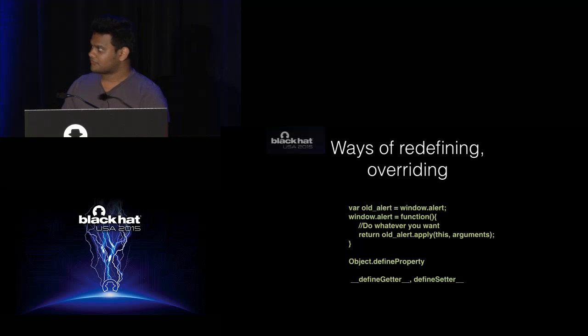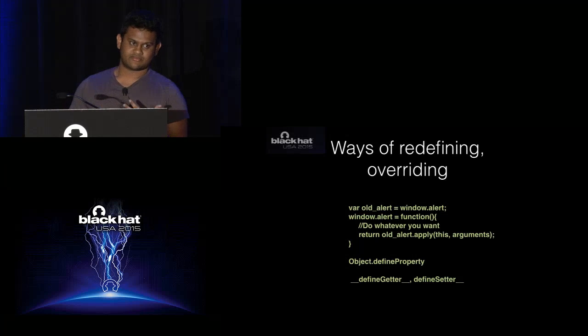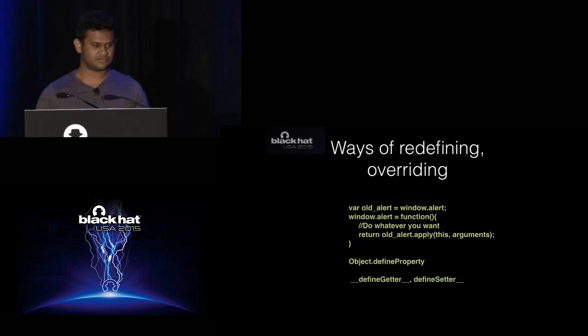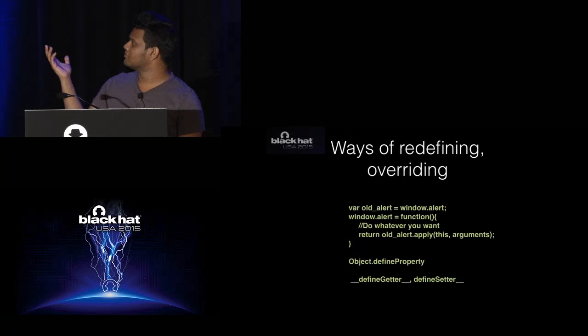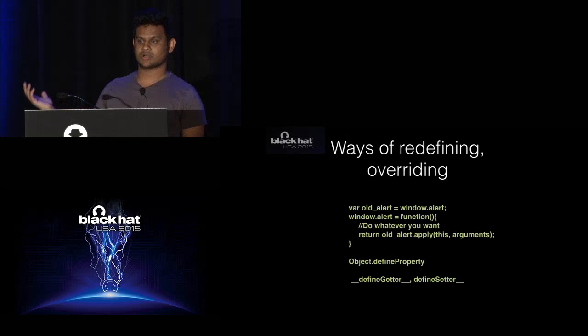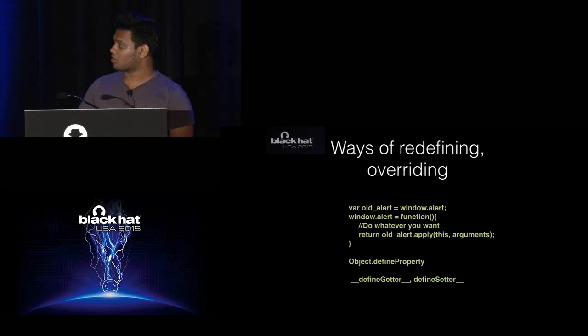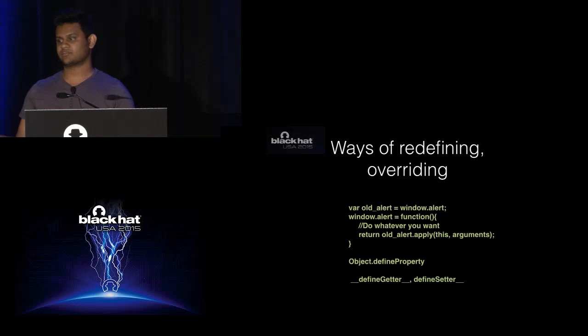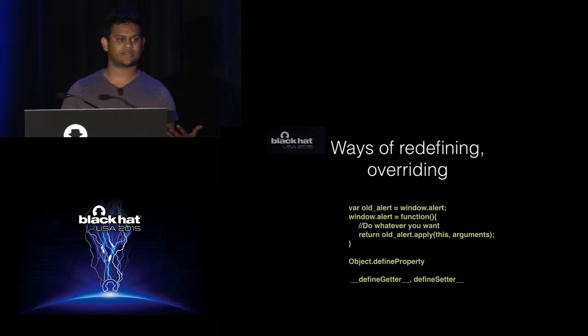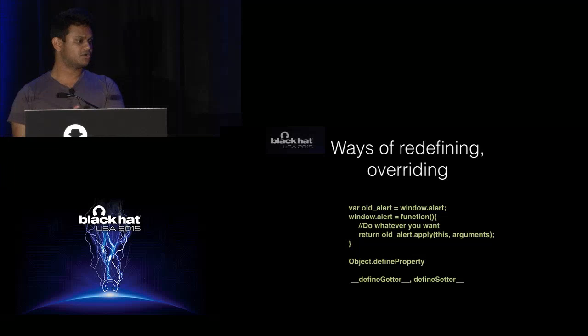So here are a few ways of redefining, or overriding, things in JavaScript. I've used the basic properties here. For instance, if you have a method like window.alert, you would just keep a copy of it and redefine and override it. Or you can do it for certain properties like cookies. Cookies are interesting properties. You cannot just go and have a copy of the cookie and then create a new cookie proxy out of it.